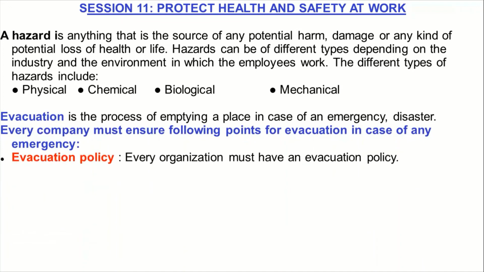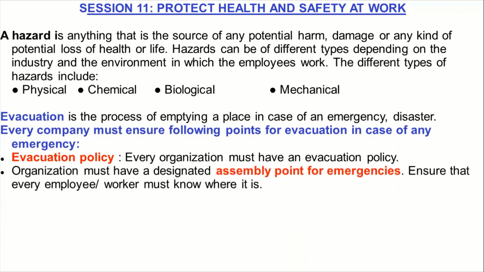Evacuation policy. Every organization must have an evacuation policy. Evacuation policy means how to exit the building in case of any emergency. The organization must have designated assembly points for emergencies. Ensure that every employee and worker knows where it is. So there should be an assembly point in case of any emergencies. Employees should know where to assemble.